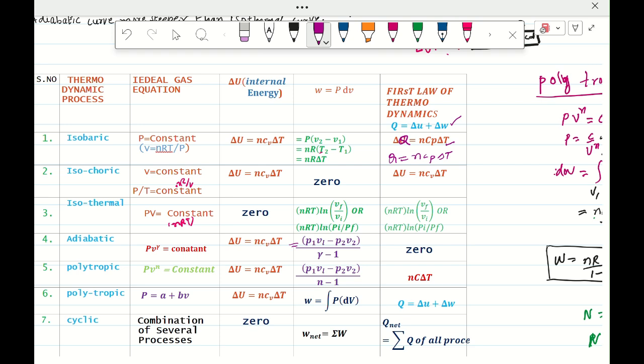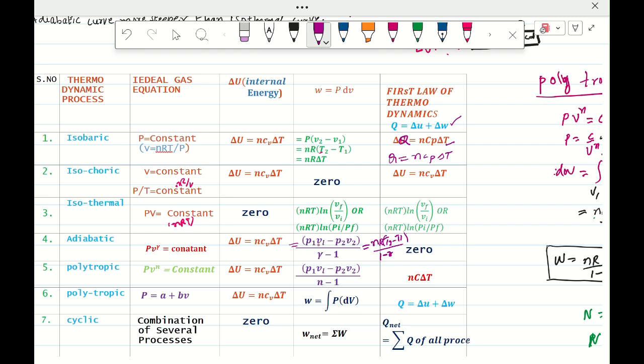Isobaric is given, isochoric is given, isothermal or adiabatic, depends on what is asked. For work done, use this formula, or here it can be nRT. This is also equal to nR into (T2 minus T1) by 1 minus gamma, or nR(T1 minus T2) by gamma minus 1. So this is the formula. Depending on whether temperatures are given, use this one; if pressures and volumes are given, use this one.